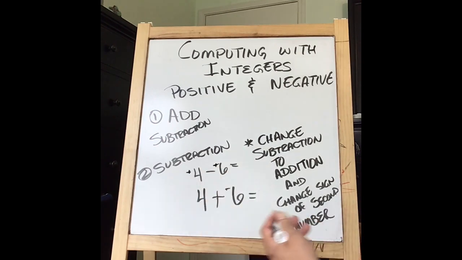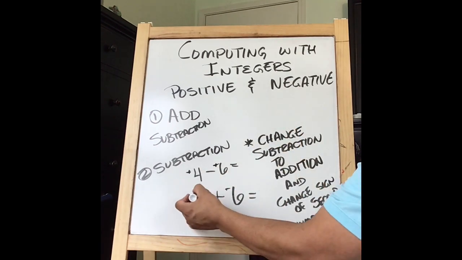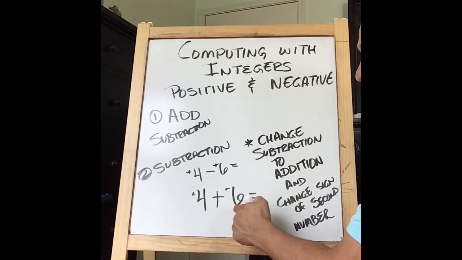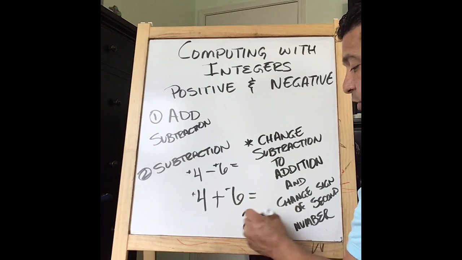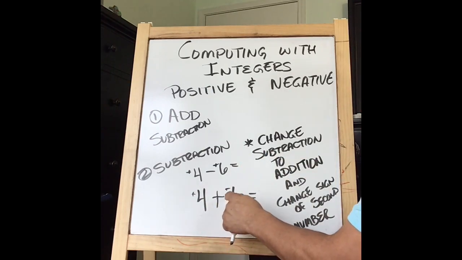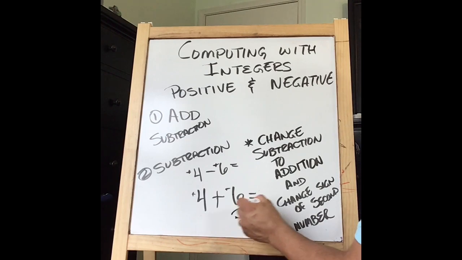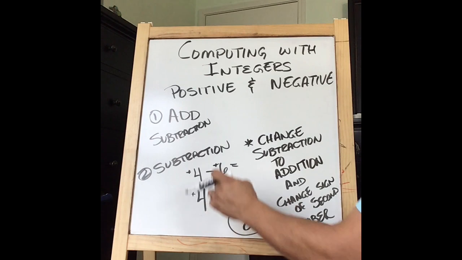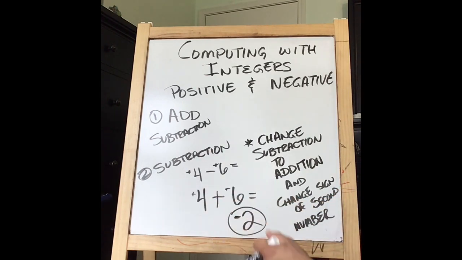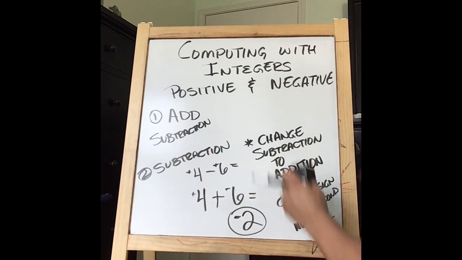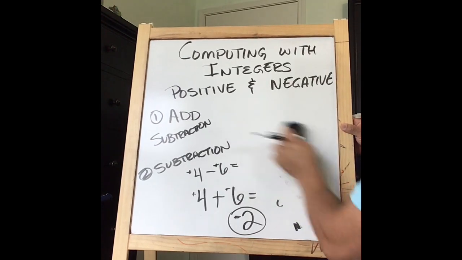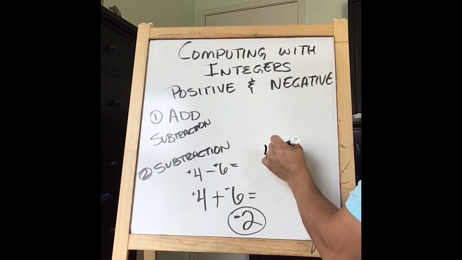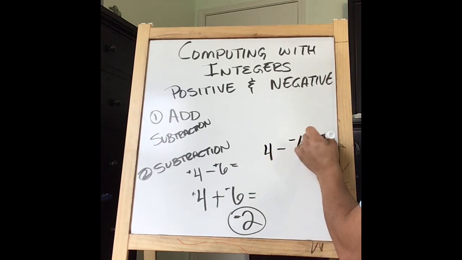So now I can follow the rules of the addition. Are my signs the same? No, they are different. So I have to subtract. 6 minus 4 is 2. And I keep the sign of the bigger number, which was a negative. So my answer would be negative 2. Okay? So that is the subtraction piece. Now, if you had a subtraction of a negative number, 4 minus negative 6.